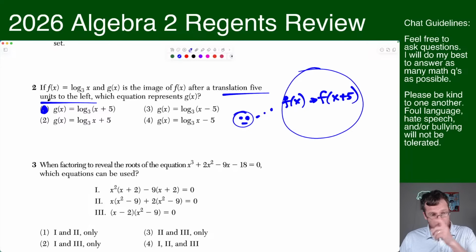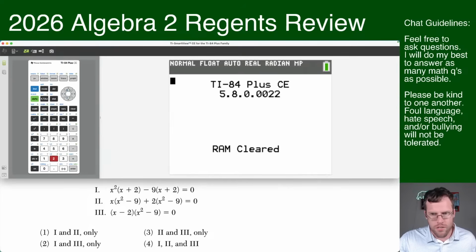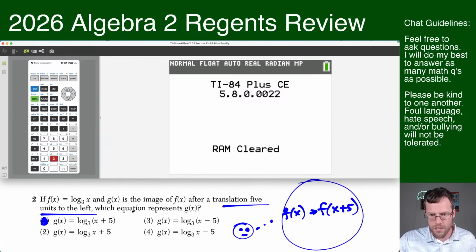Now, other questions pop up like, oh, I just want to pass. I just need to get the multiple choice questions correct. If you're in the I-just-want-to-pass category, I'm not going to pretend that this is not a great trick.